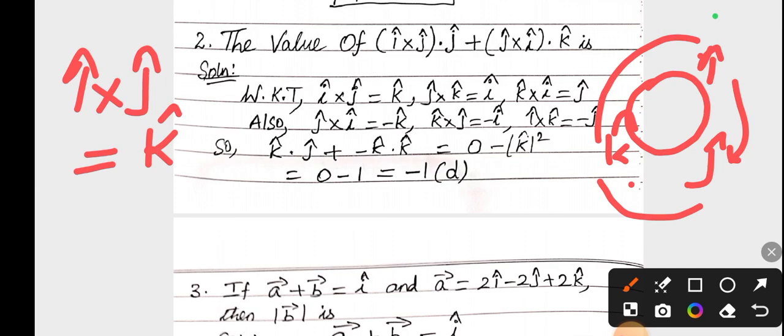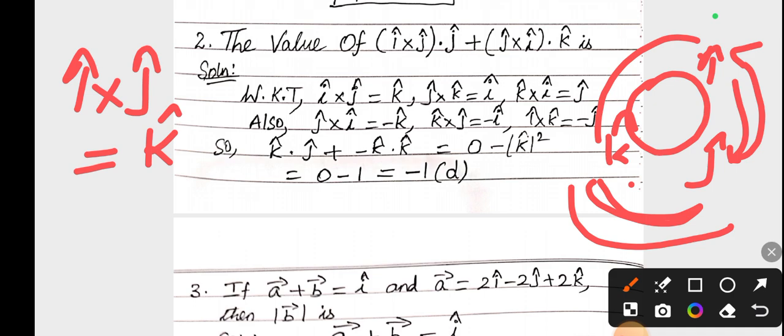If the reverse comes, then you will get negative. Instead of i cross j, you got j cross i now, then you will get minus k. Instead of j cross k, you got k cross j now, you will get minus i. Like that. So you just see, i cross j is k vector, k cap.